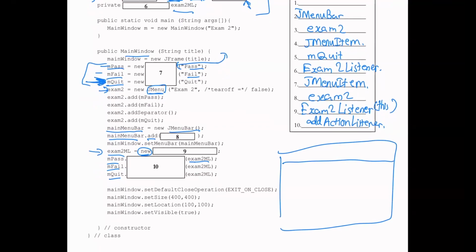So it will be like with the menu bar, and then it will have, like, here's exam 2. It's a menu, and then it has, like, 3 menu items called pass, fail, and quit. Right? It will be like this in your GUI if you code it. We don't need to code, right?